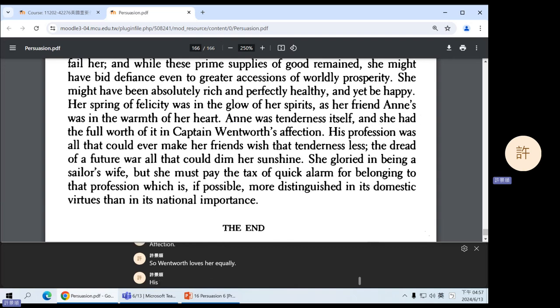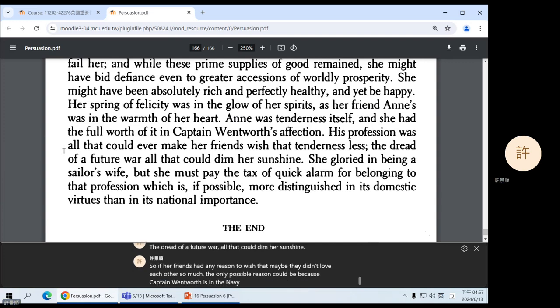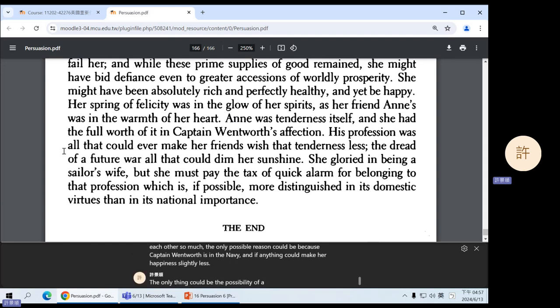His profession was all that could ever make her friends wish that tenderness less. The dread of a future war, all that could dim her sunshine. So if her friends had any reason to wish that maybe they didn't love each other so much, the only possible reason could be because Captain Wentworth is in the Navy. And if anything could make her happiness slightly less, the only thing could be the possibility of a future war.